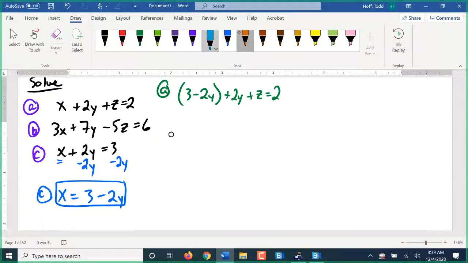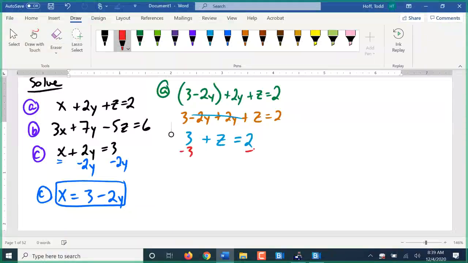The parentheses here are serving no purpose because there's nothing that we can combine inside of them and there's nothing being done to them. So we're just going to take them out. And we will combine here now. Nothing to combine with the 3. Negative 2y and positive 2y cancel out, giving us z. 3 plus z equals 2. Now we subtract 3 from both sides. We get z equals negative 1.